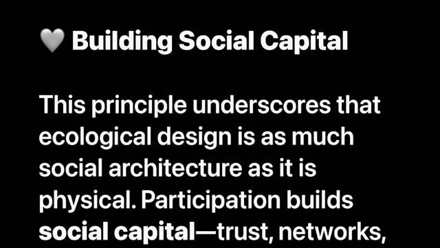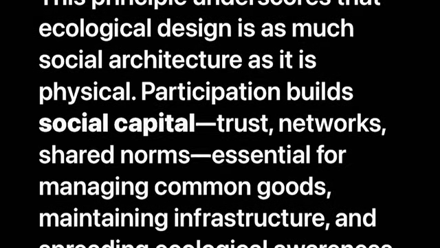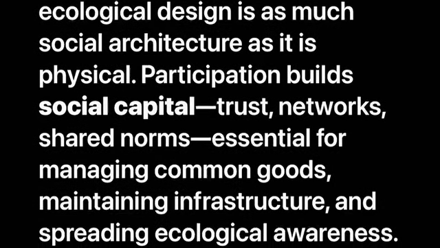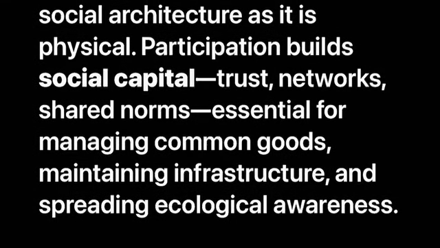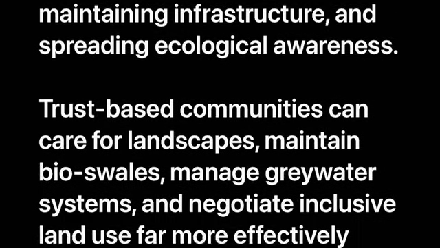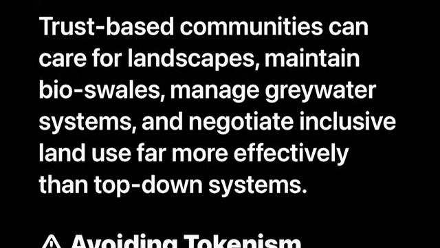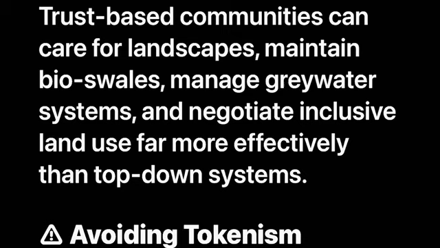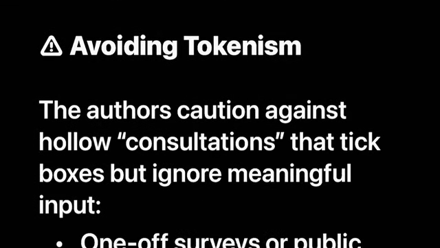Building social capital. This principle underscores that ecological design is as much social architecture as it is physical. Participation builds social capital: trust, networks, shared norms, essential for managing common goods, maintaining infrastructure, and spreading ecological awareness. Trust-based communities can care for landscapes, maintain bioswales, manage greywater systems, and negotiate inclusive land use far more effectively than top-down systems.